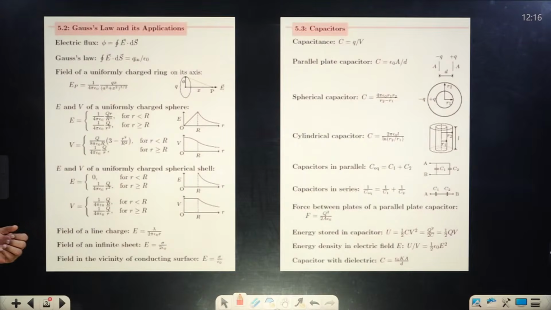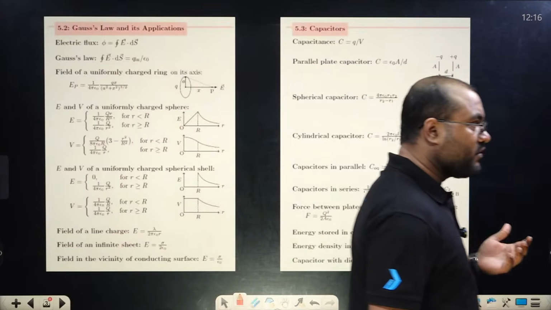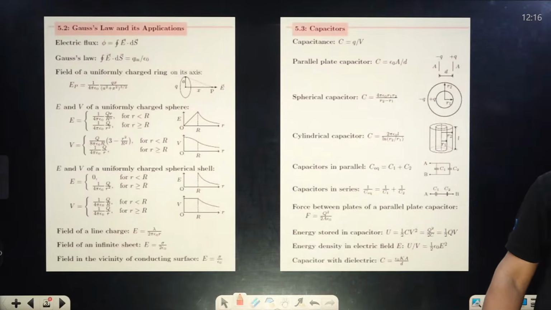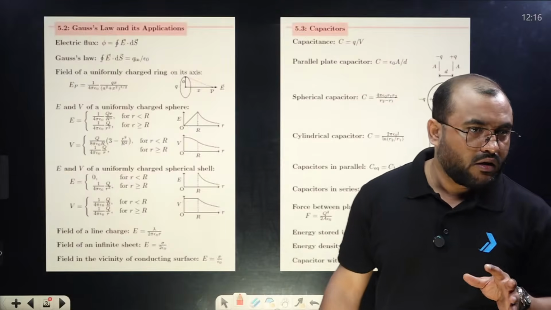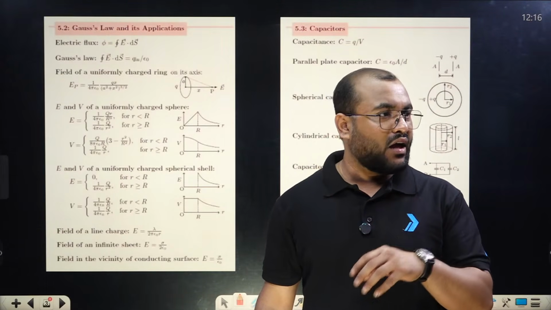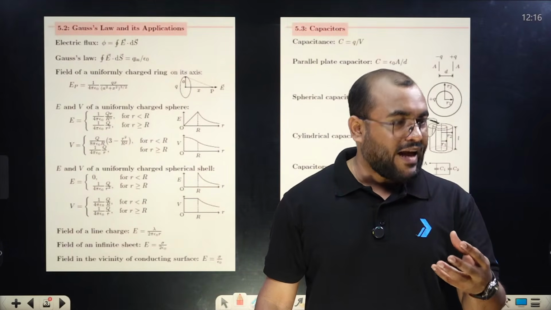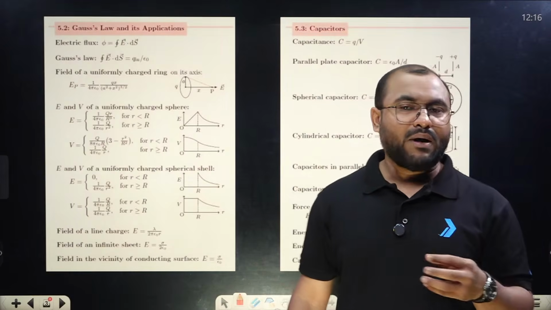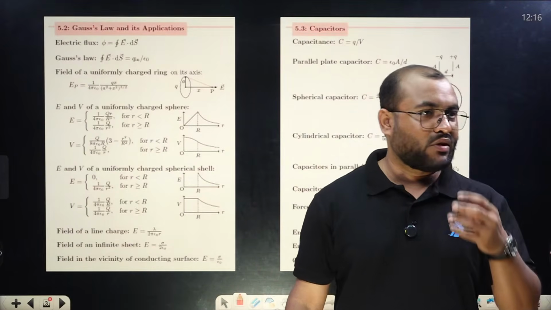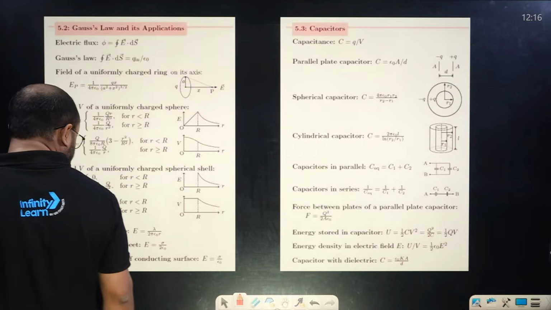Then obviously the derivation part of the linear charge density, or you can say surface charge density, or the volume charge density, won't be there. But I believe you have an idea about a few of the figures and the standard values that you remember, about the shell, the circle, the cylinder and all. Okay, fine. This is what it is.